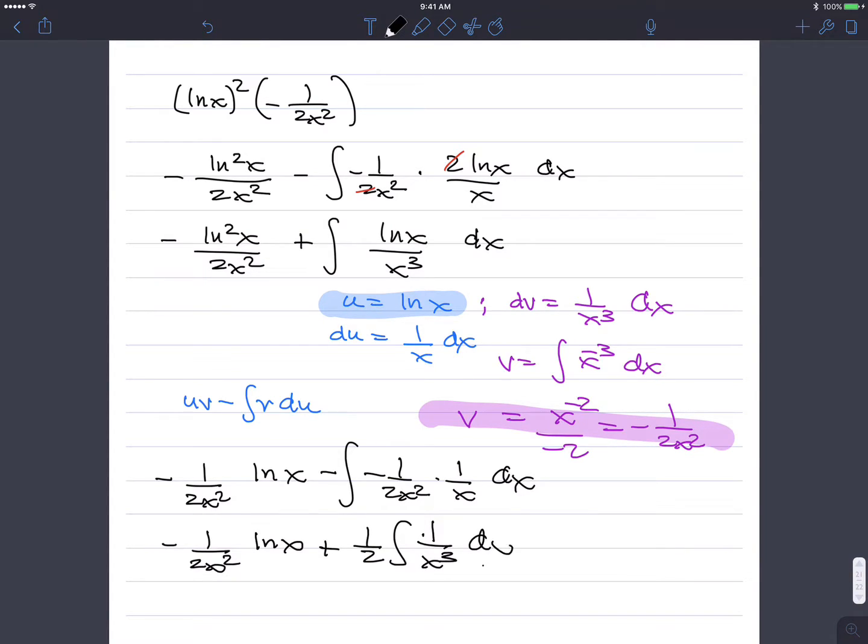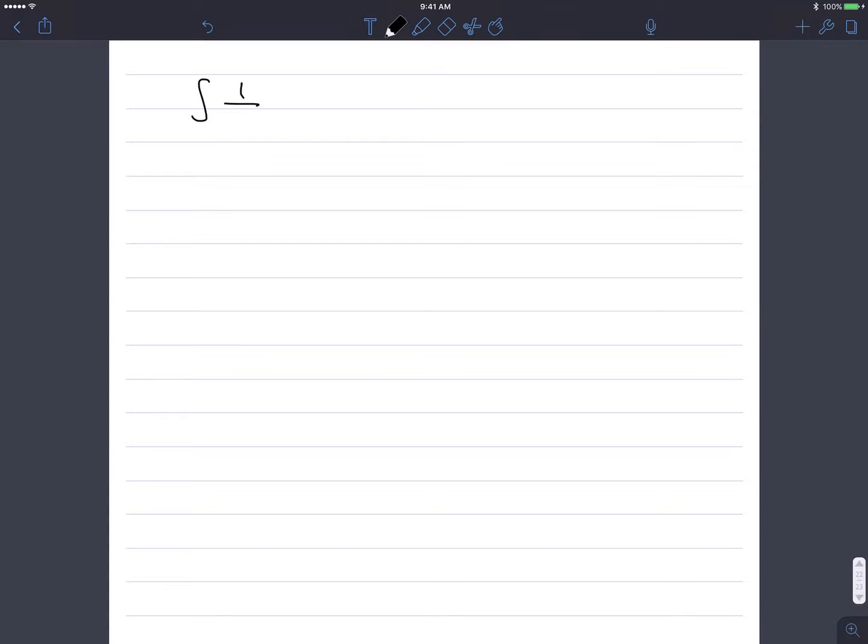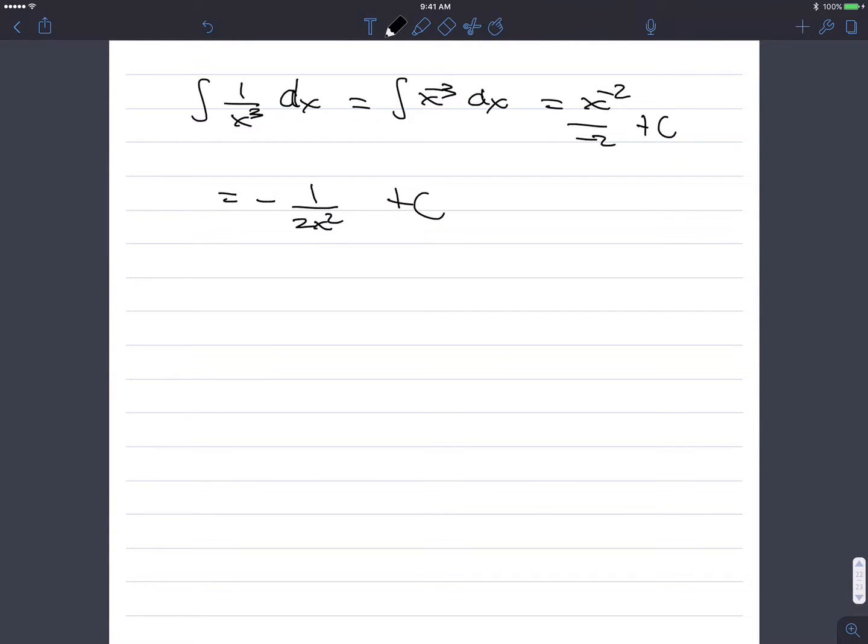So I get minus 1 over 2x squared, natural log x, plus 1/2 integral of 1 over x to the third power dx. This is the integral I have to integrate. The integral of 1 over x cubed dx from calculus 1 we know is the integral of x to the minus 3 dx, which is x to the minus 2 over minus 2 plus c, or negative 1 over 2x squared plus c. So there seem to be some integrals we're going to have to keep track of.